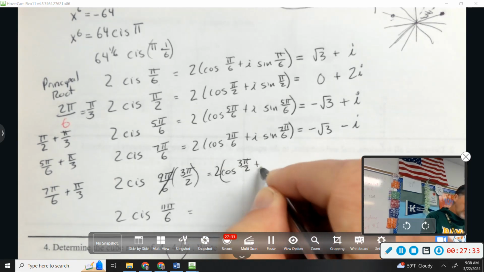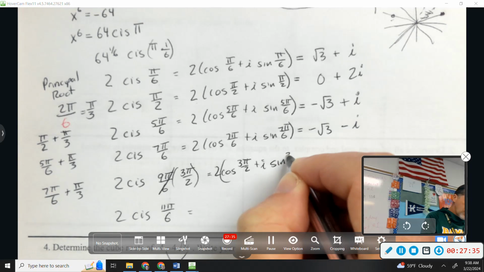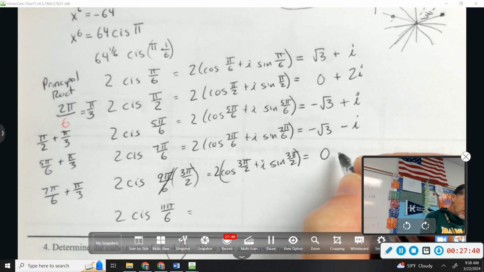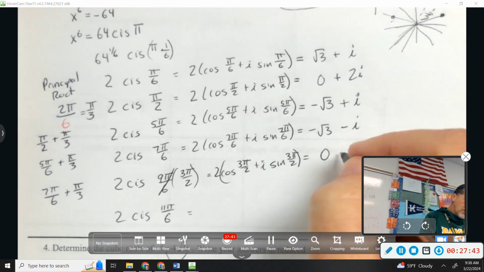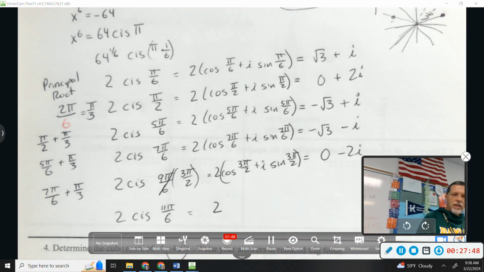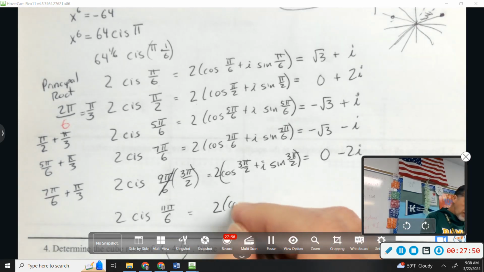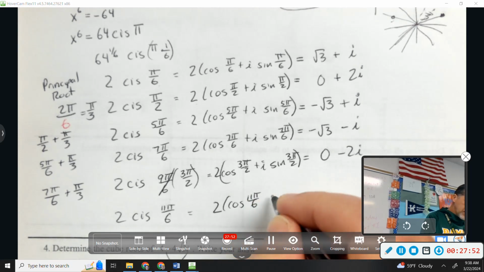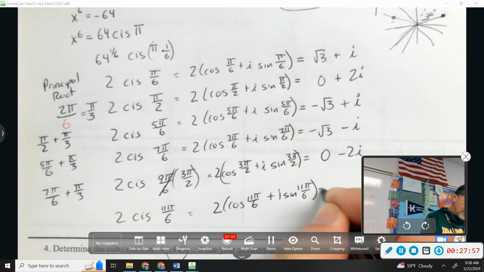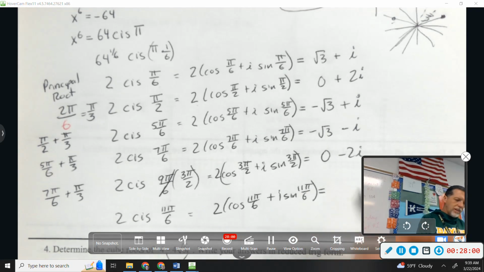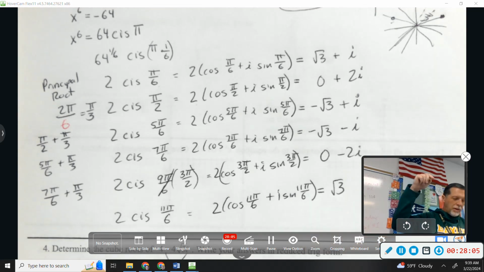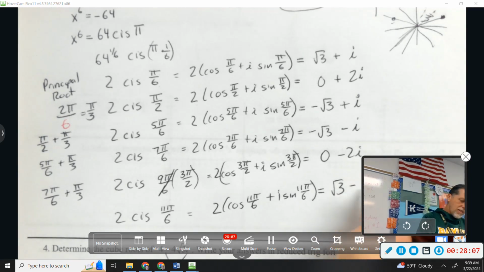Three pi over 2, that should be a nice one. Cosine is 0. Sine's negative 1, so minus 2i. And then lastly, cosine 11 pi over 6 plus i sine 11 pi over 6. So that's another root 3. Sine would be negative i.